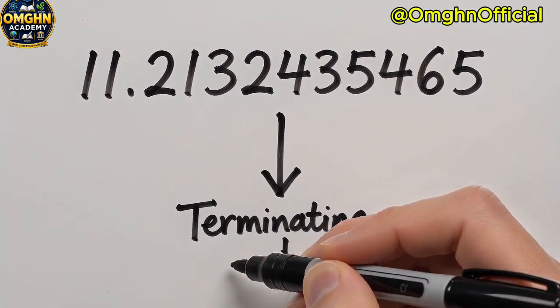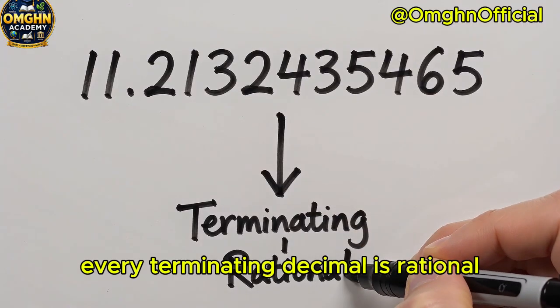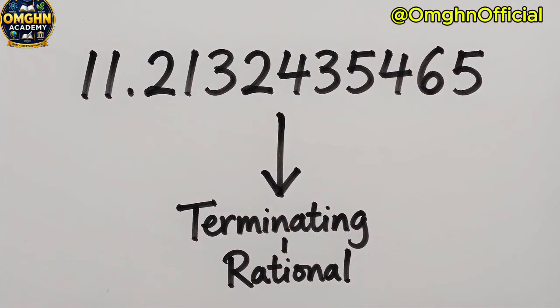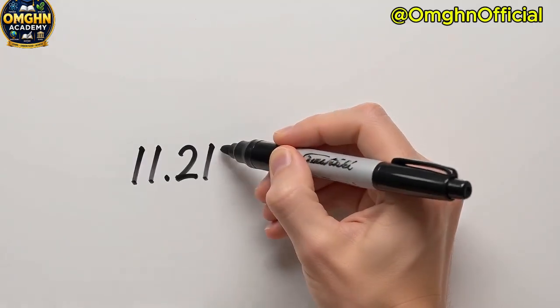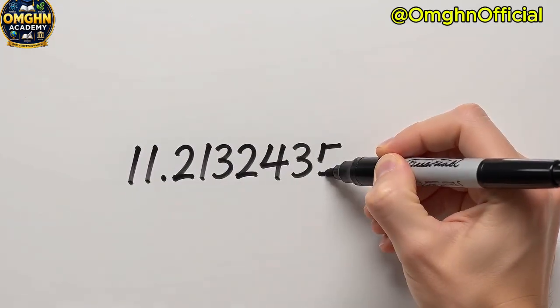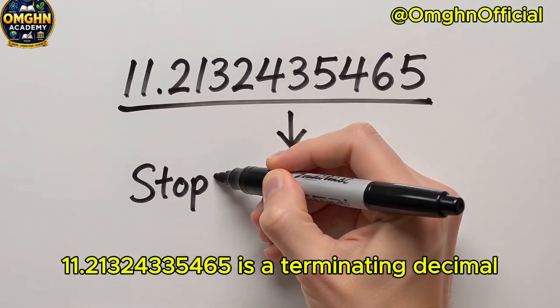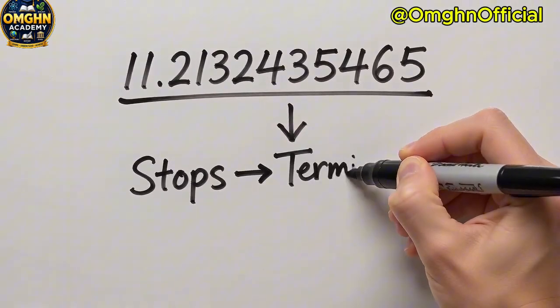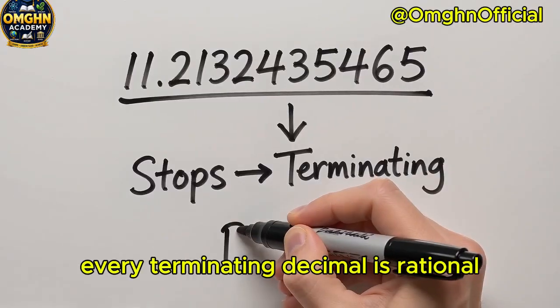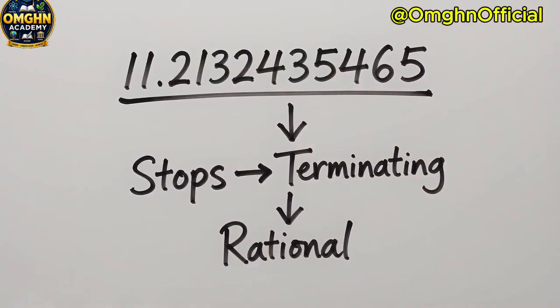11.21324335565 is a terminating decimal. Every terminating decimal is rational.